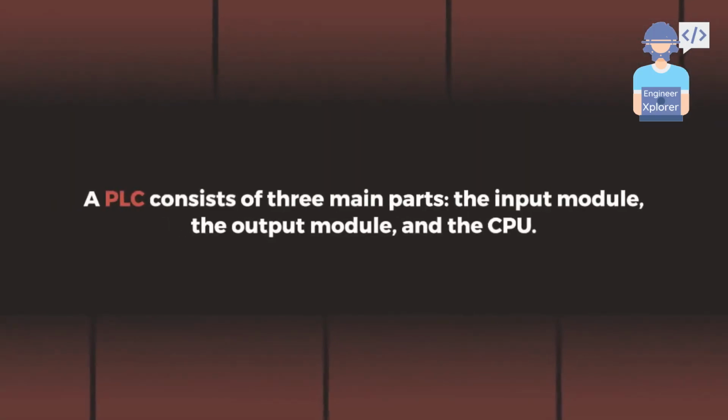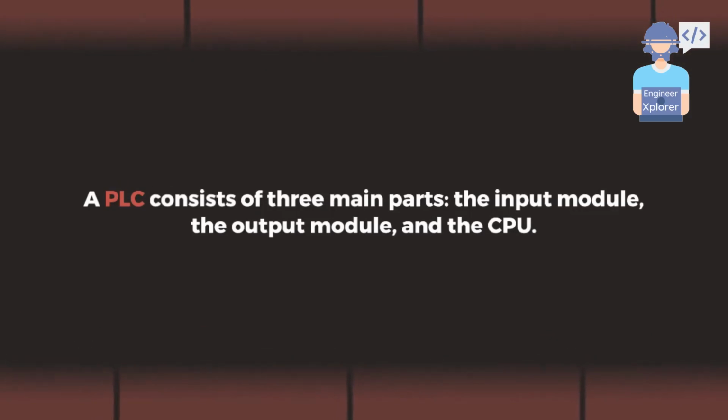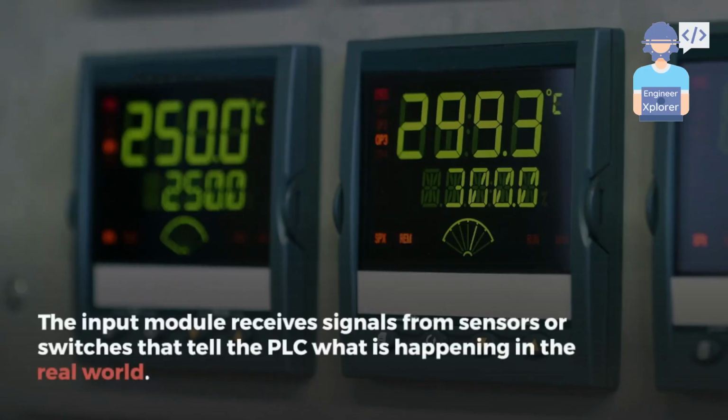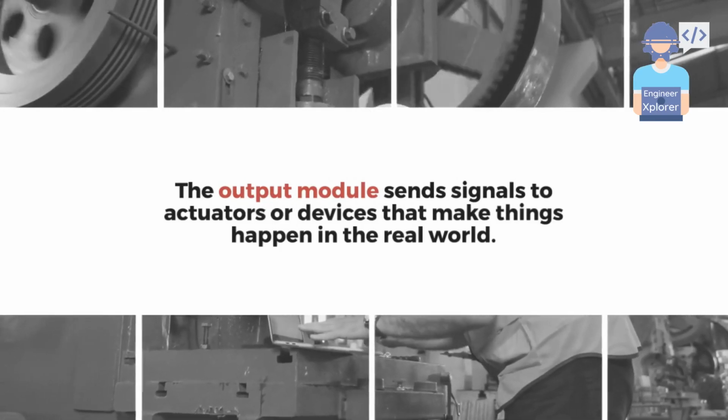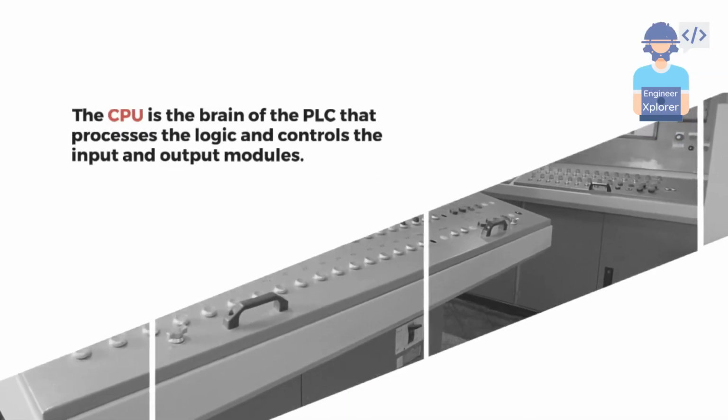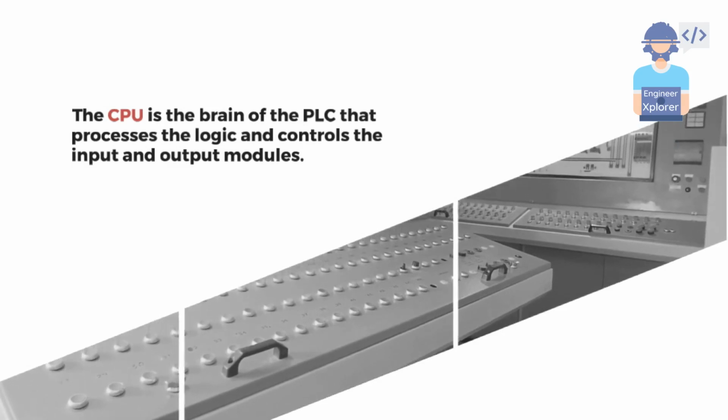A PLC consists of three main parts: the input module, the output module, and the CPU. The input module receives signals from sensors or switches that tell the PLC what is happening in the real world. The output module sends signals to actuators or devices that make things happen in the real world. The CPU is the brain of the PLC that processes the logic and controls the input and output modules.